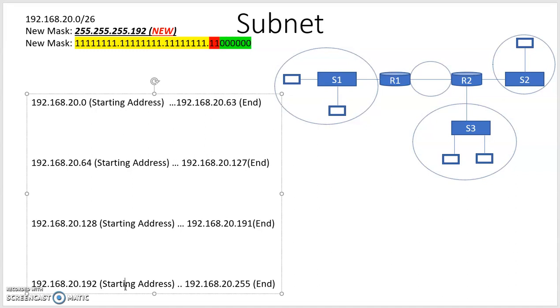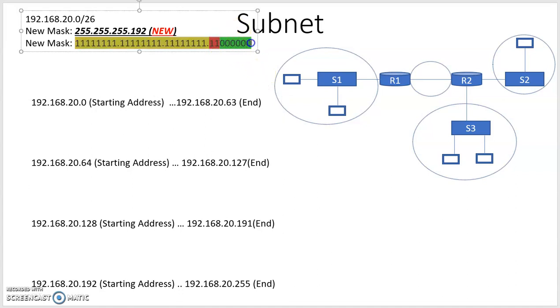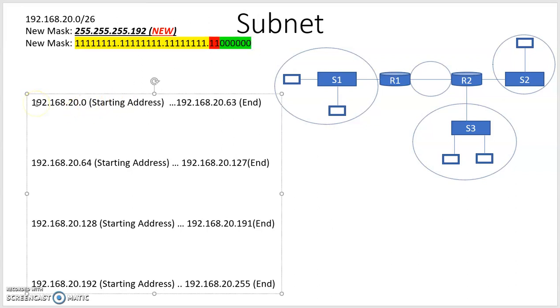So let me just recap. How do I know which one is the starting? By looking at the number of bits for the host. There are 6, so 2 to the power 6 is 64. So the starting IP address is 192.168.20.0. You add 64, so that will be the next starting address of the next subnet. And then you add 64 on top of it, that will be 128. That is the third starting address of the subnet. Likewise, you add 64, so 128 plus 64 makes it 192, and that is the fourth starting address. So likewise, you can calculate the starting and the ending of the IP addresses.